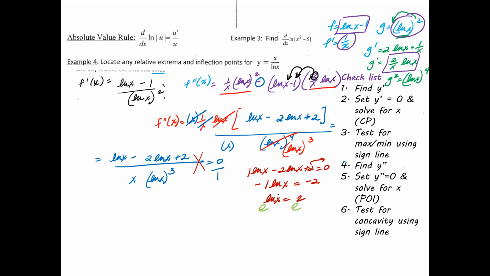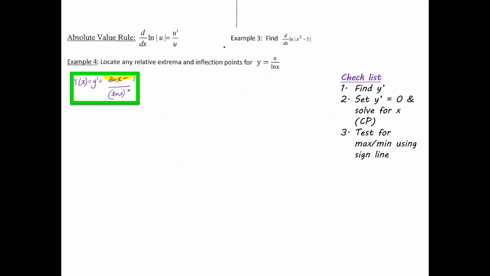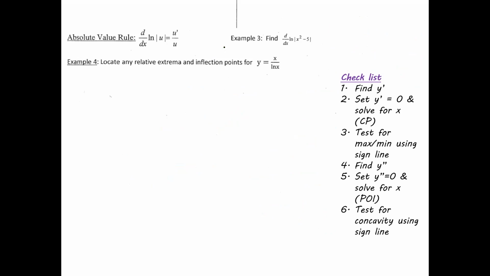So I'm going to put an e on both. That cancels. x is equal to e squared, which is actually going to equal e to the 2nd power, if you type into your calculator, is 7.38, and that's your point of inflection. That's your point of inflection right there. Okay, so once I found my point of inflection, take a look at your steps here. You got that, got that, solved, got a point of inflection. What's your last step? Test for concavity using a sign line.